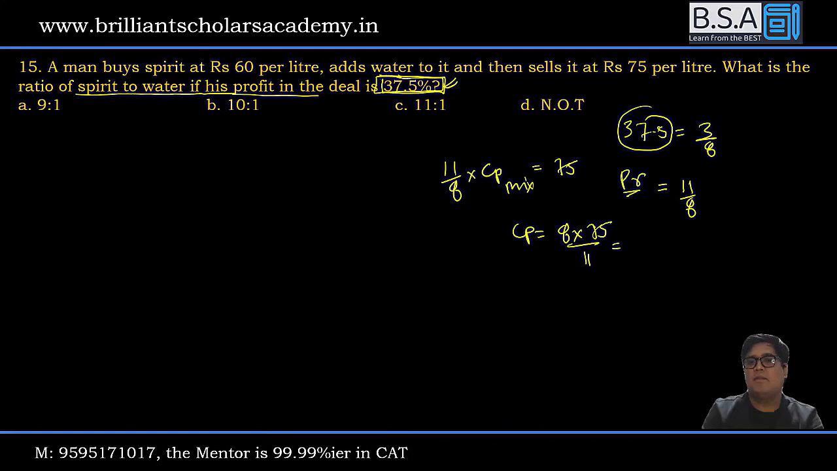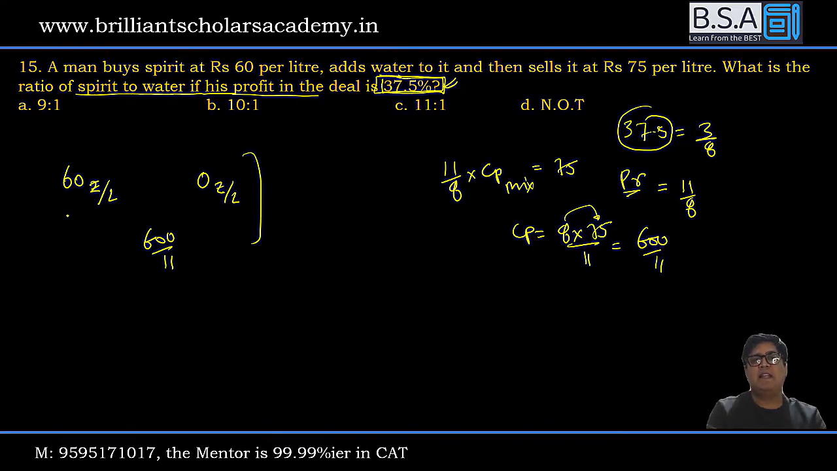So what is the multiplication here? 4 into 75 is 300, so 600 by 11. The assumption is water has zero price. So performing allegation of 60 rupees, that is the price per liter of spirit, and 0 rupees, that is the rate of water. We can apply allegations on rate, and the outcome is 600 by 11.